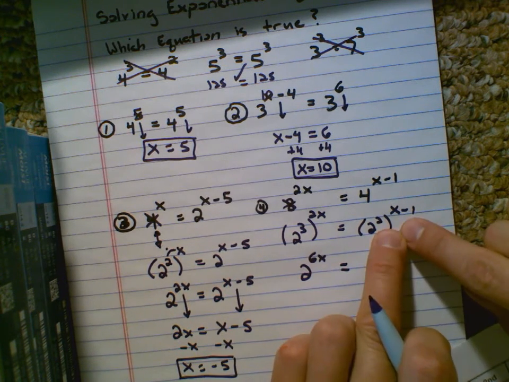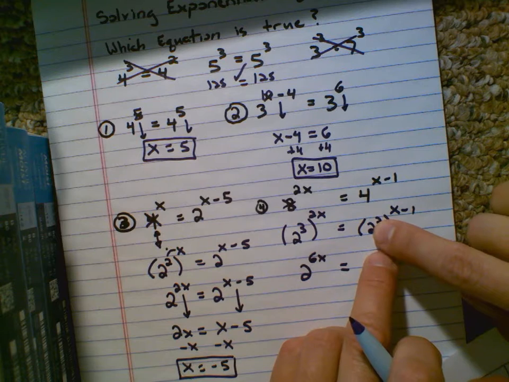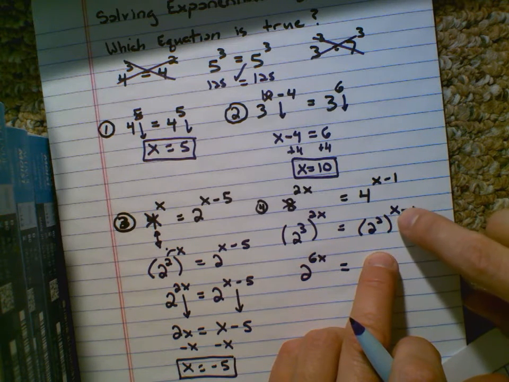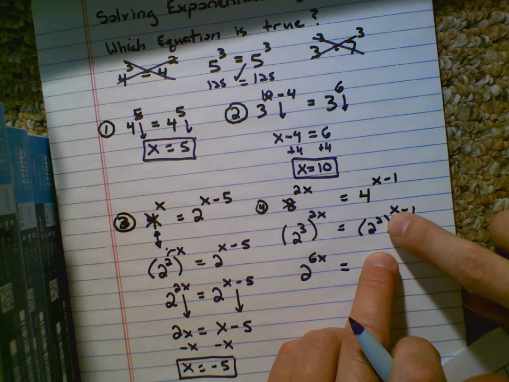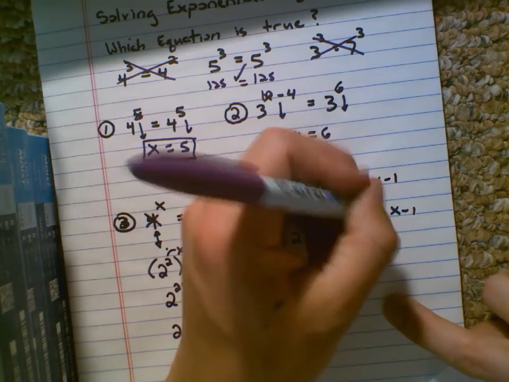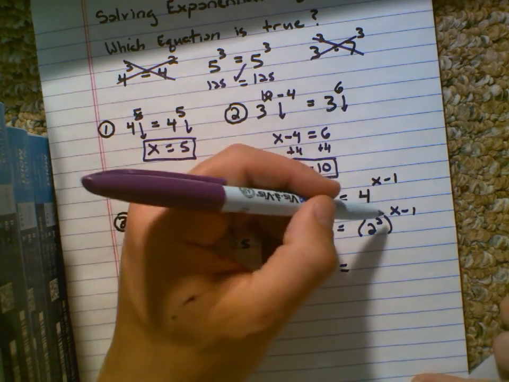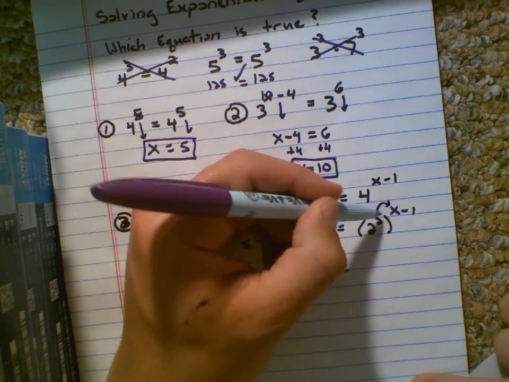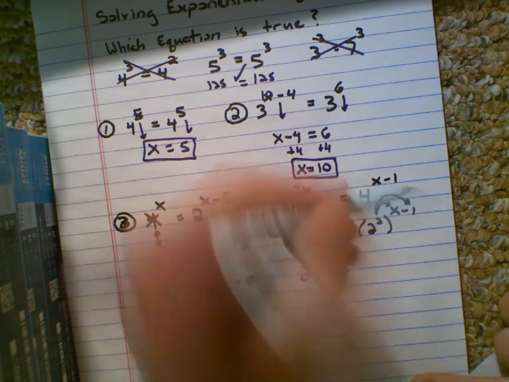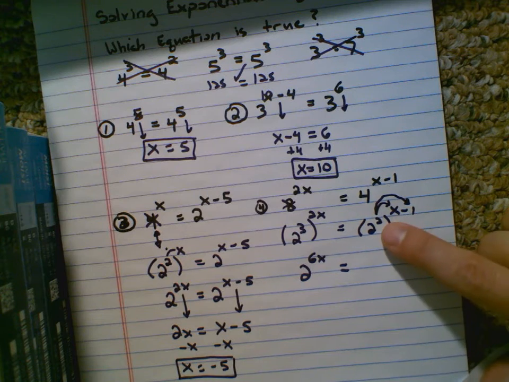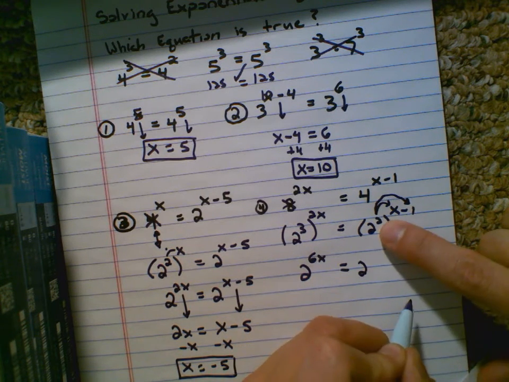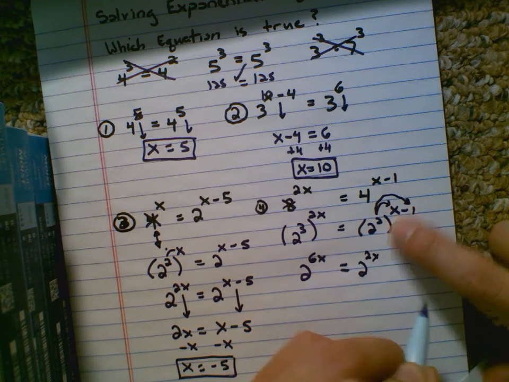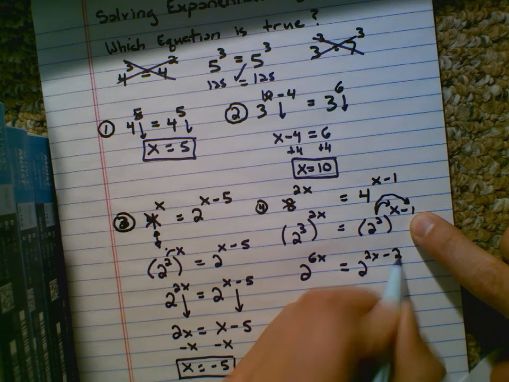And then likewise here, when I raise a power to a power, I can multiply. However, I'm raising it to a binomial, meaning I have two terms on the outside as an exponent. So when I multiply these, it has to work like distribution. This is going to get distributed out to both things. So first I'm going to keep my base of 2. 2 times x is 2x. 2 times negative 1 is negative 2.